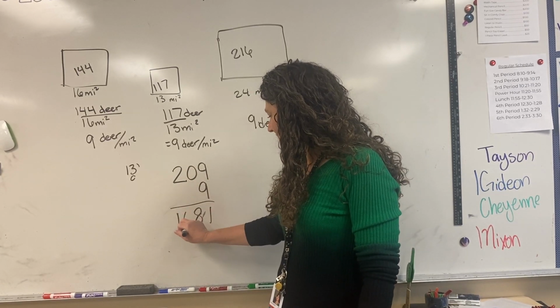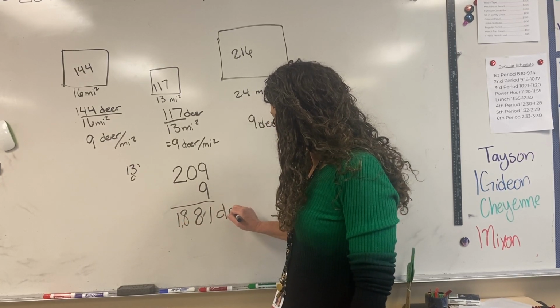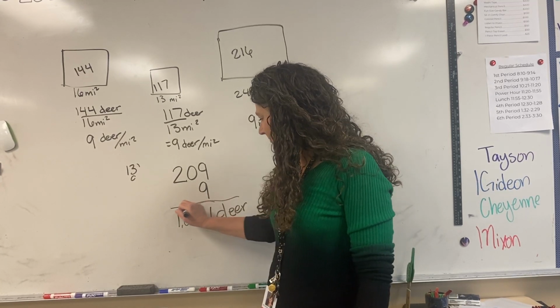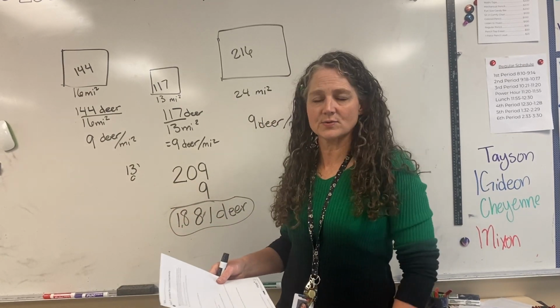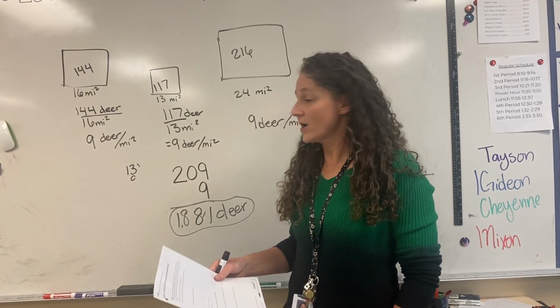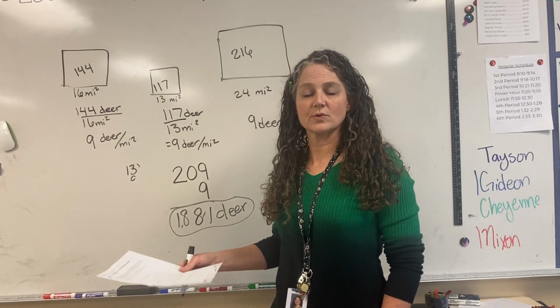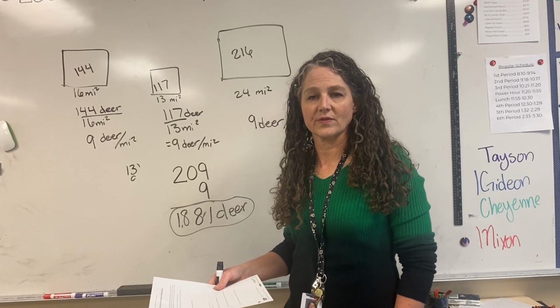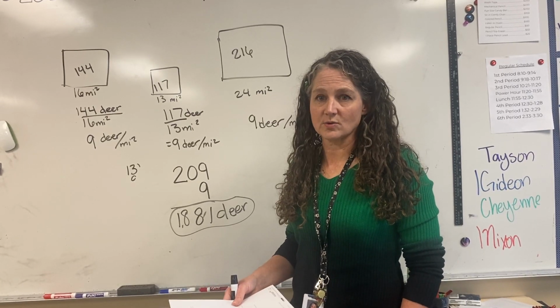So we would have 1,881 deer in 209 square miles. See how I did that? Could we figure out how many were in any amount of square miles? 1,000 square miles. Well, that math is easy. What's 1,000 times 9? 9,000. We would expect to find 9,000 deer in 1,000 square miles. That's a lot of deer, but 1,000 square miles is also a lot of land.